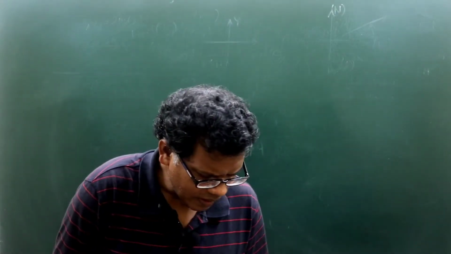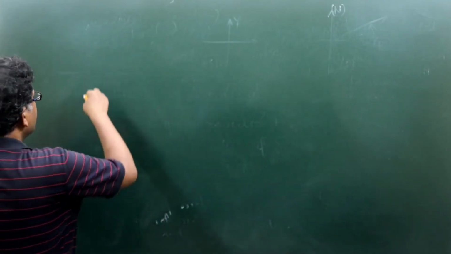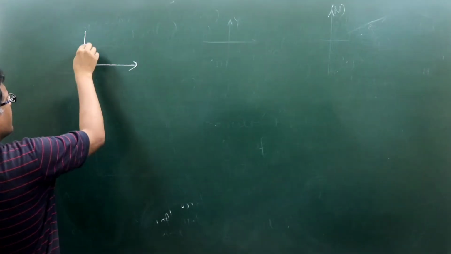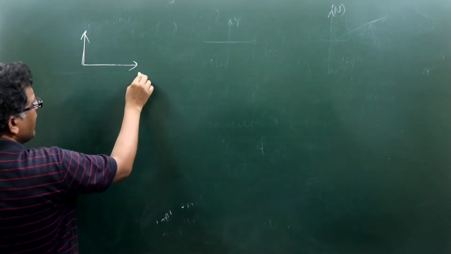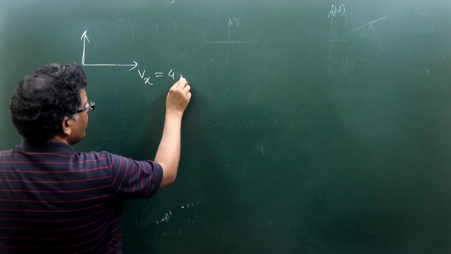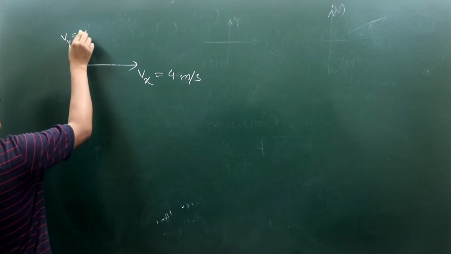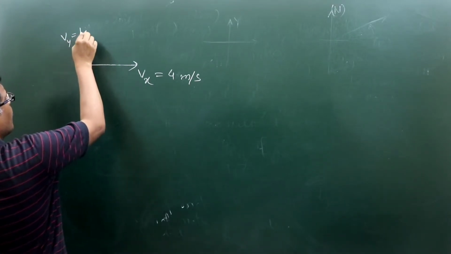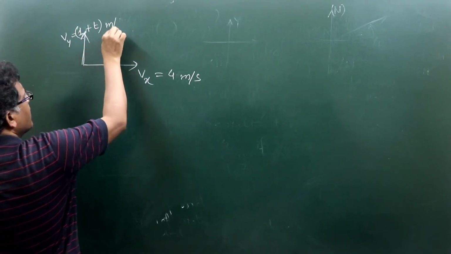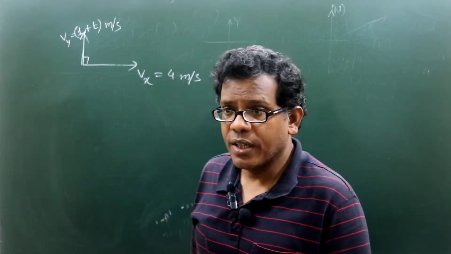Now suppose, likewise, two velocities I explained, having Vx and Vy. Again I am giving two velocities. Vx is, for example, 4 meter per second, but Vy I am mentioning as, for example, 1 plus t meter per second. Try to understand it now. It's an interesting discussion.